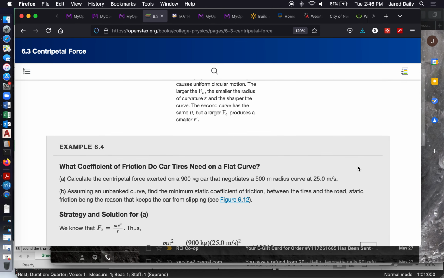Now we can use this to determine how much friction tires need between the road and the tire as it's turning on a flat curve. And the way that we do it is we say that the friction that keeps the tires from slipping is the force that is pushing the tires so that the tires go around this flat curve.